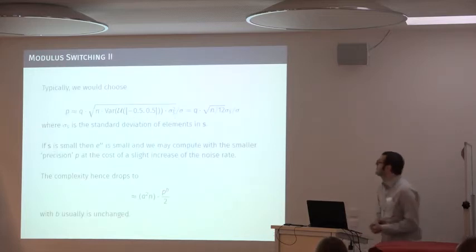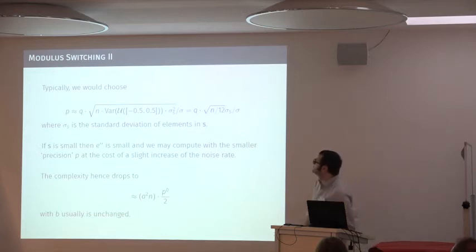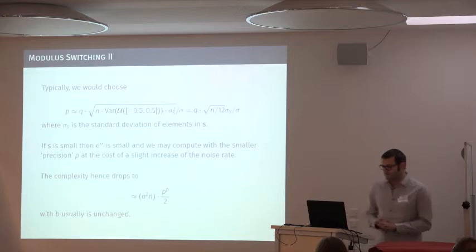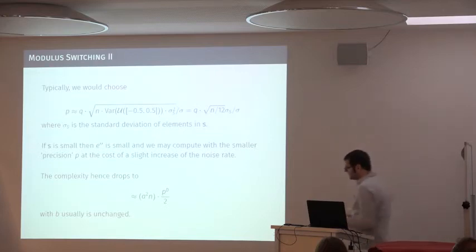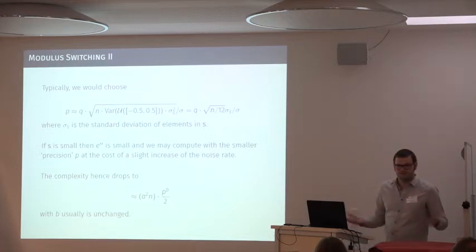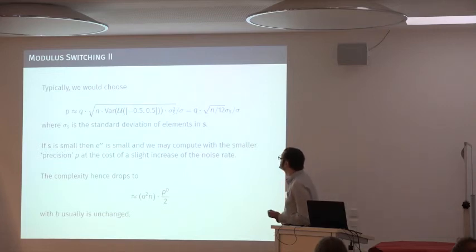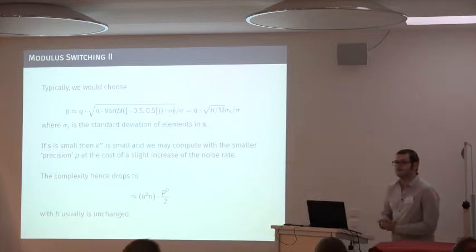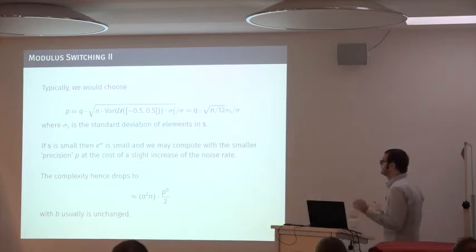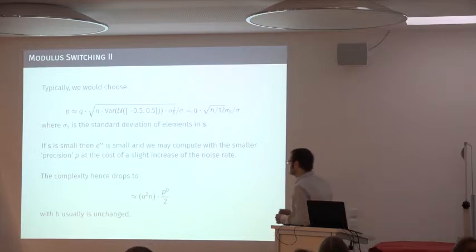And then you can use that to pick out the smallest P I can pretty much get away with. So what you're trying to do is balance the contribution of the rounding noise with the noise that was already there, and then you end up with a P that is roughly of this size. And as you can see, it depends on the size of the standard deviation of the secret. So you want that to be small.